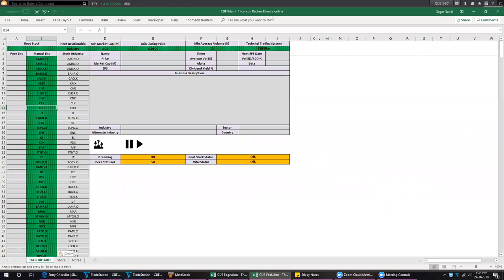You can see at the top, it is connected with Thomson Reuters. So all the data, everything is retrieved from Thomson Reuters by running multiple passes. And once all the passes, three passes, are complete, then we'll get the fundamental statistics in the stock tab. That is the fundamental scorecard. You can see right now streaming is off. I'm going to click the play button. Now streaming is on.